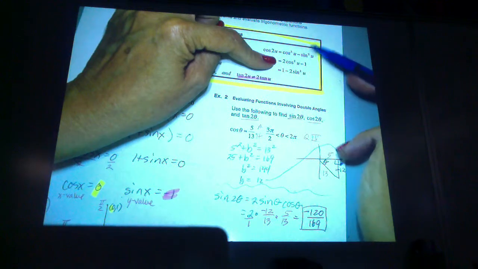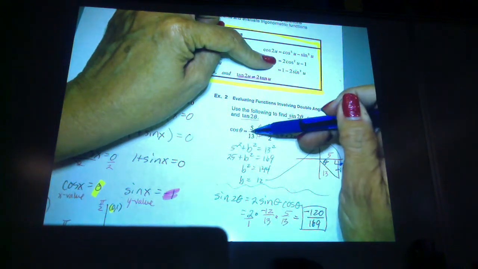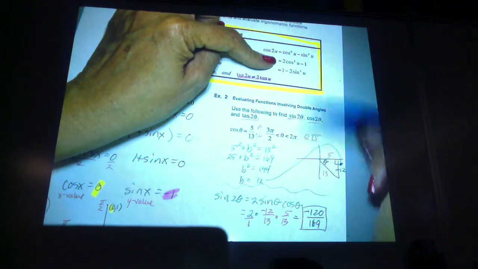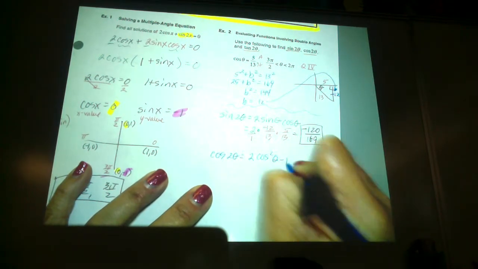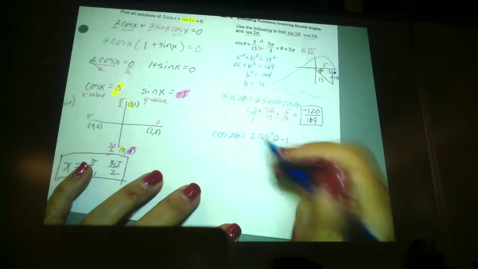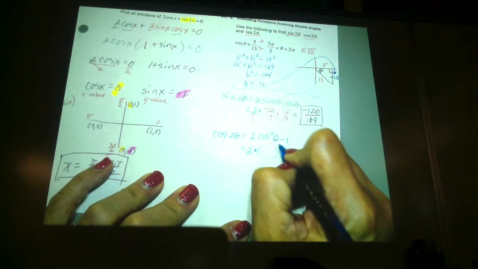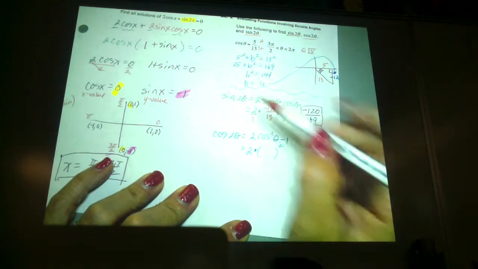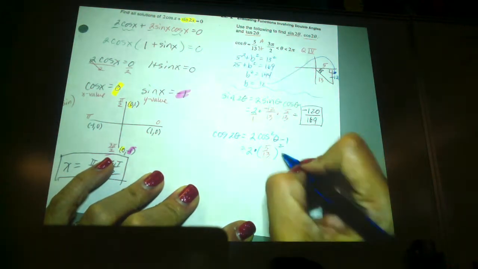It's your choice. You can choose any one of the 3 you want, but I'm going to choose this one because in this instance, they gave me cosine, and I want to make sure that I use the right thing. So I'm going to use 2 cosine squared theta minus 1. So I have equals 2 times, I'm going to square my cosine. My cosine they gave me was 5/13, and then minus 1.